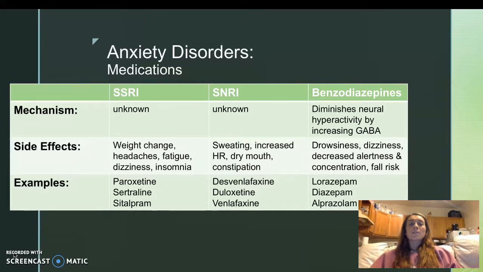Several examples, which are all very hard to pronounce, so bear with me, of an SSRI are paroxetine, sertraline, and citalopram. For an SNRI, desvenlafaxine, duloxetine, and venlafaxine. As for benzodiazepines, several examples are lorazepam, diazepam, and alprazolam.